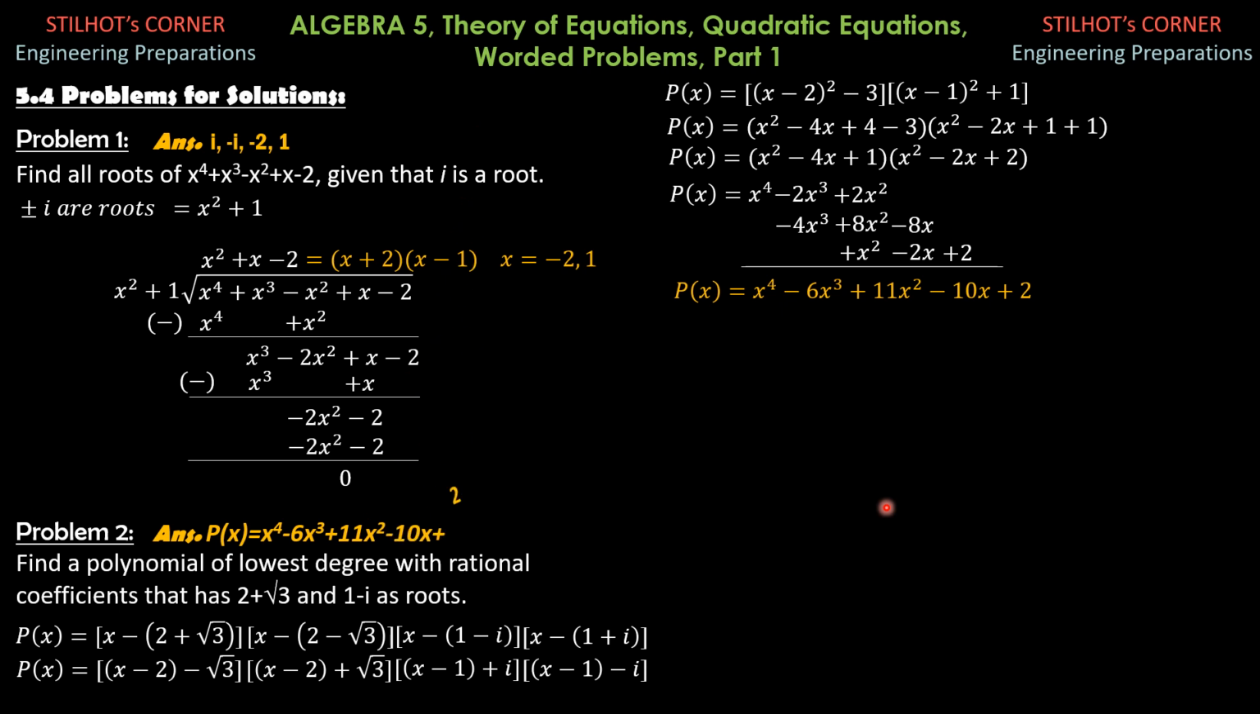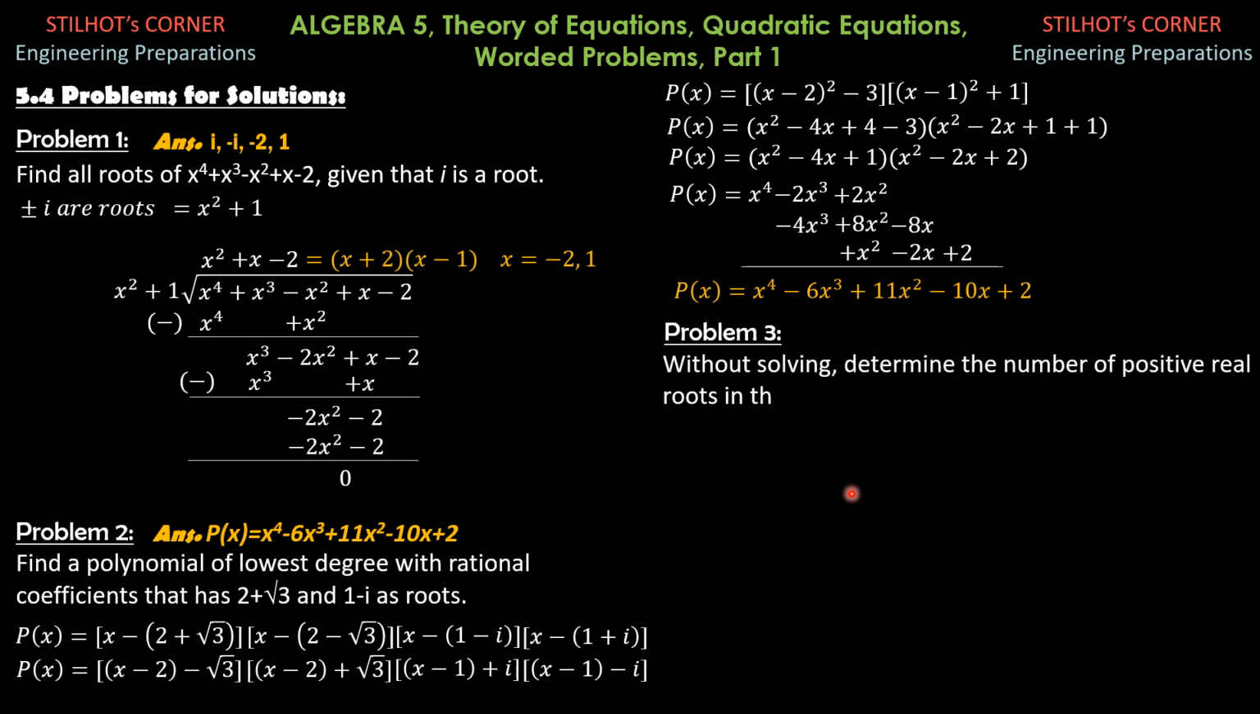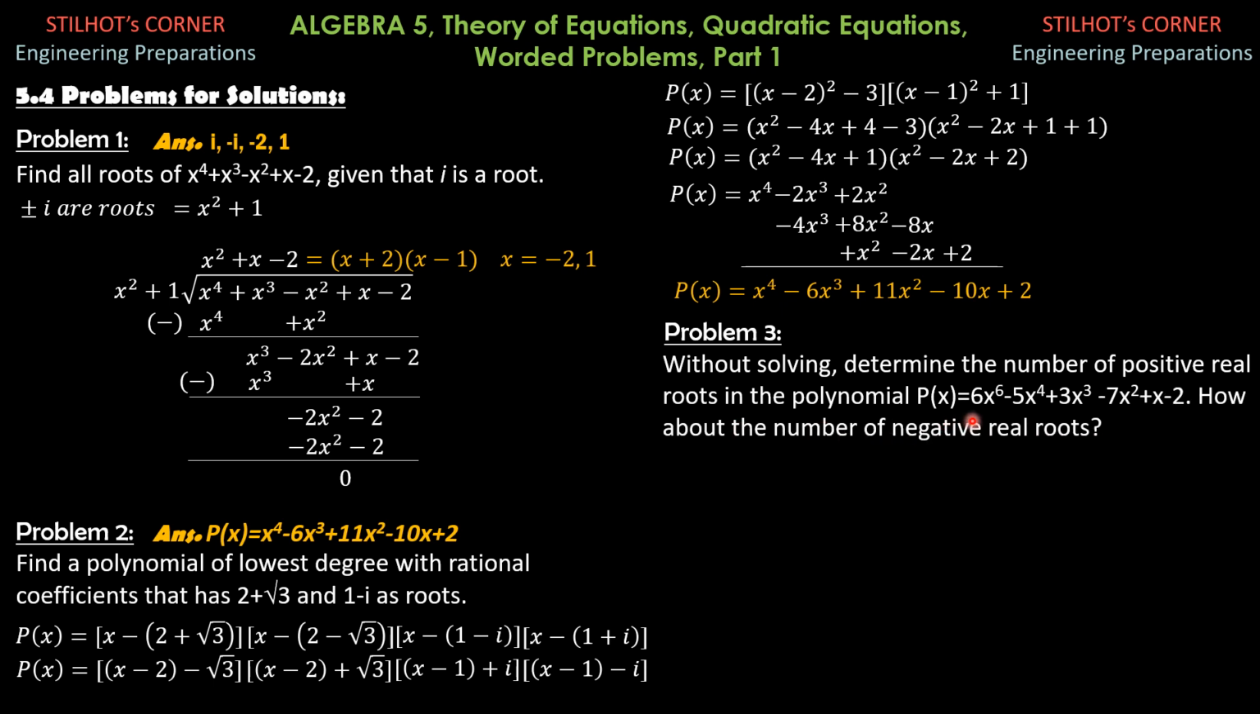And lastly, without solving, determine the number of positive real roots in the polynomial p of x equals 6x to the 6 minus 5x to the 4th plus 3x cubed minus 7x squared plus x minus 2. How about the number of negative real roots?